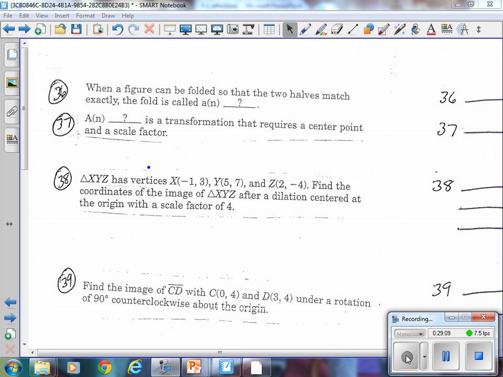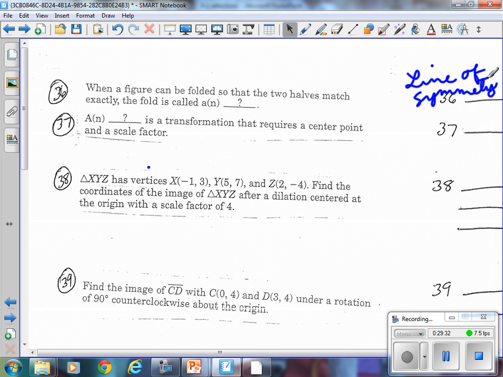Next page, 36. When a figure can be folded so that the two halves match exactly, the fold is called a line of symmetry. It's a line of symmetry. My R and my Y sort of went together there, but it's a line of symmetry.